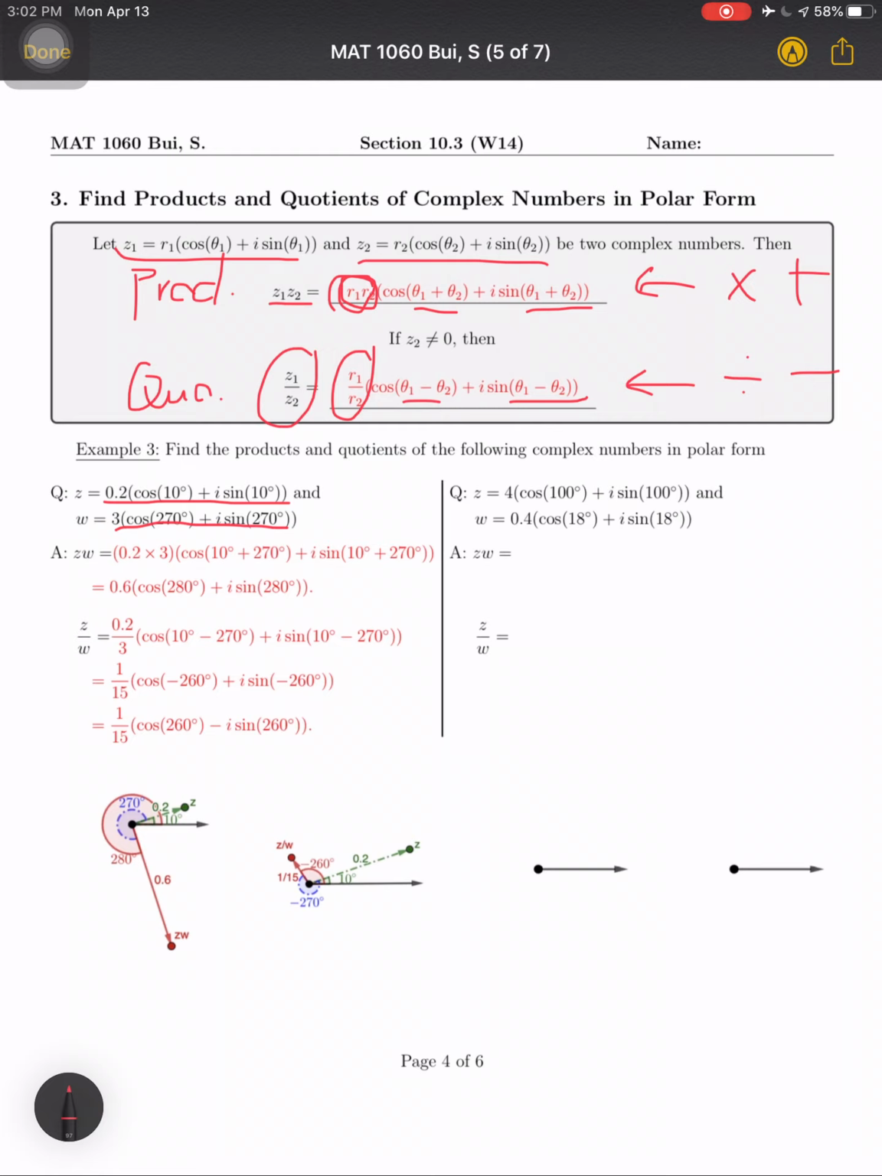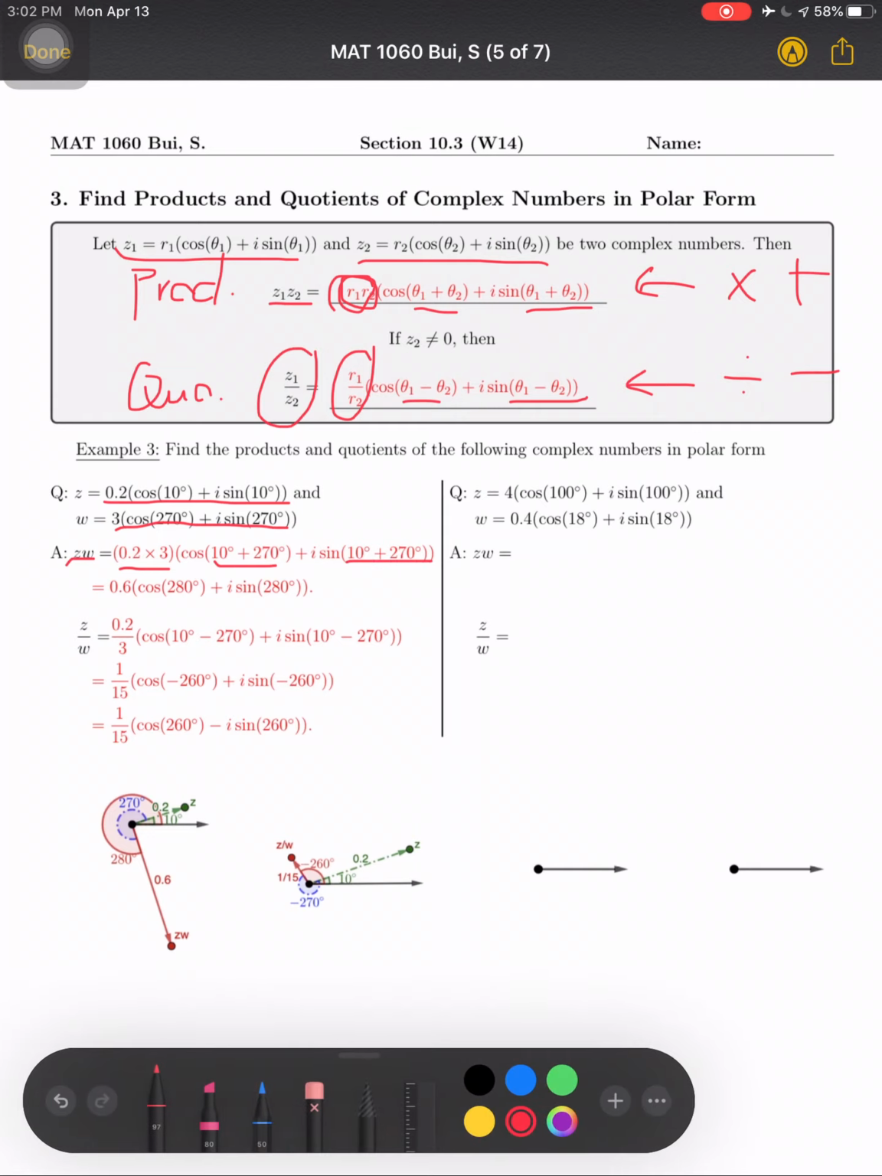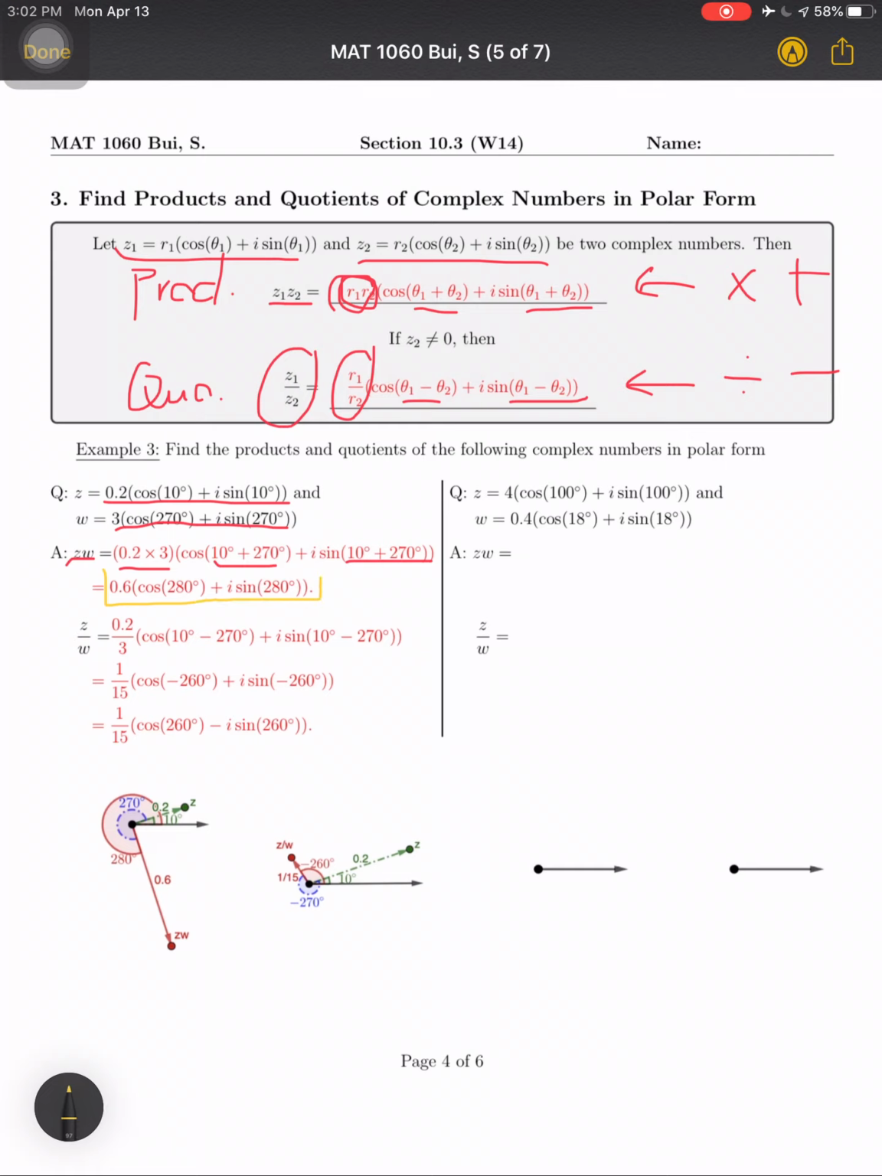So to find the product of Z and W in here, I'm going to multiply the radii, and after that I'm going to add up the angles. And this one is my final answer. Let me box it in, I don't know, yellow. So for the product, this is my final answer. As for the quotient in here, I'm going to divide the radii, and after that I'm going to subtract the angle measurement.